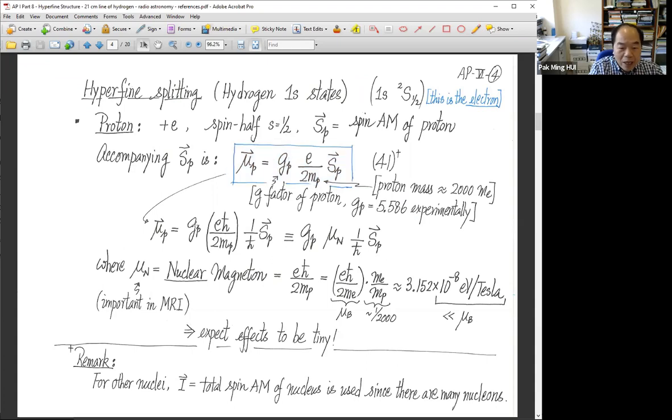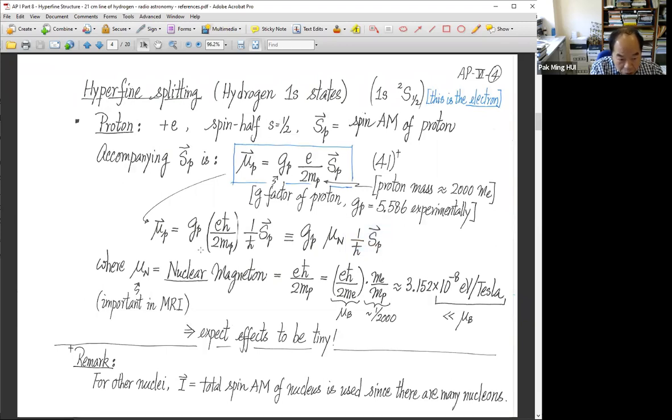To summarize, we can write the magnetic dipole moment of a proton as follows. Its own g factor, and a new magneton, not the Bohr magneton, but the nuclear magneton. We call it subscript N. It is the same expression, but 2,000 times smaller, which means the effect will be tiny. That's hyperfine. And now, it is proportional to this, and this is a number after dividing through by h bar.